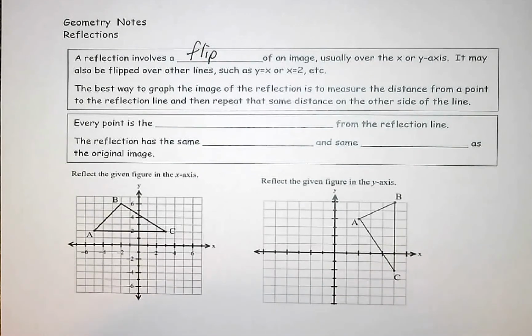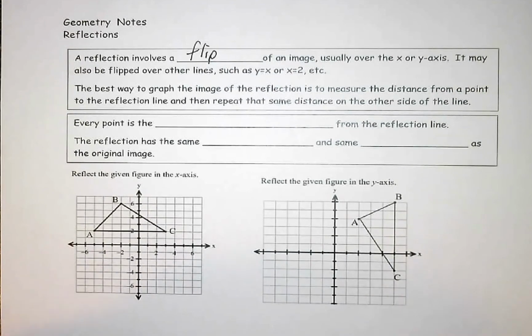Hi, this is the notes for reflections, which is our second transformation that we will study. In the first box up there, you can see I've got the word flip. A reflection involves a flip of an image, usually over the X or Y axis. It could also be flipped over other lines, and we'll show you that here in just a second.